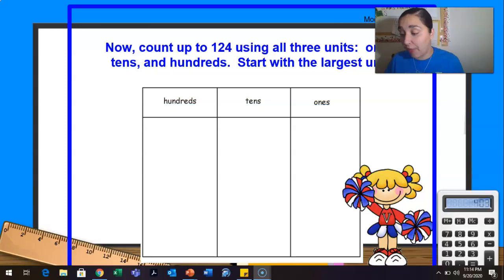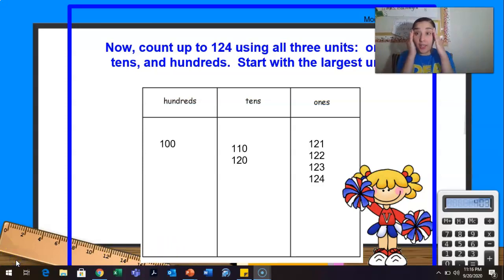So here's your place value chart. I want you to count to 124 using all three units, ones, tens, and hundreds. And we start with the largest unit. 100, 110, 120, 121, 122, 123, 124.